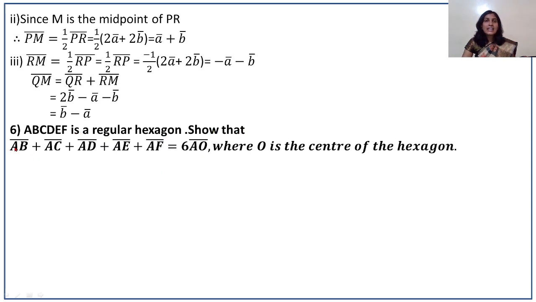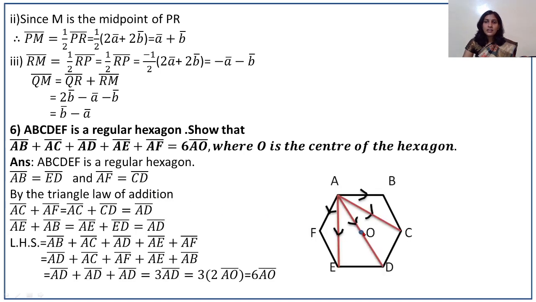Then next example: A, B, C, D, E, F is a regular hexagon. Show that AB bar plus AC bar plus AD bar plus AE bar plus AF bar is equal to 6 times AO bar, where O is the center of the hexagon. We join A, B, C, D, E, F. This is a regular hexagon, so AB bar is equal to ED bar and AF bar is equal to CD bar.